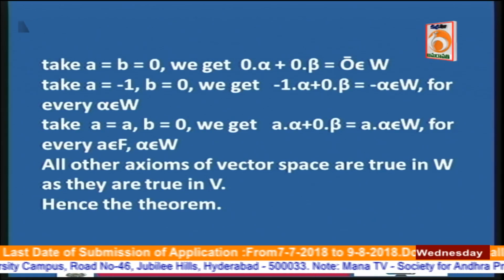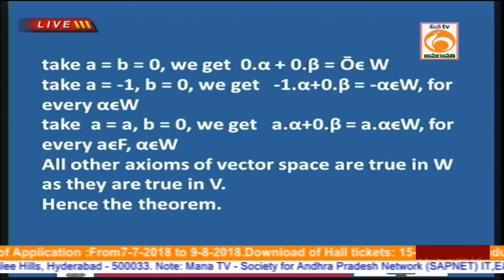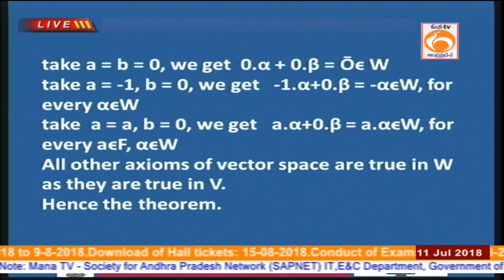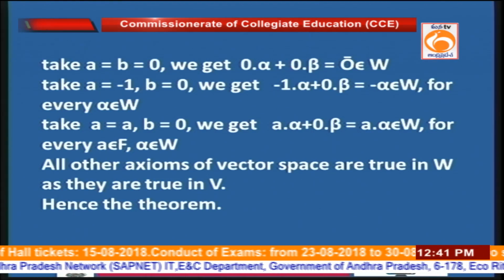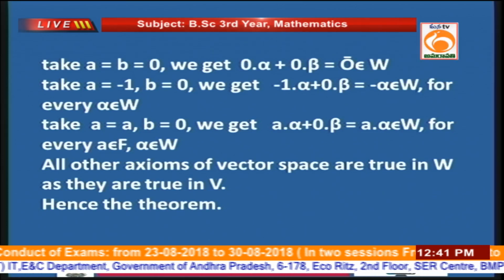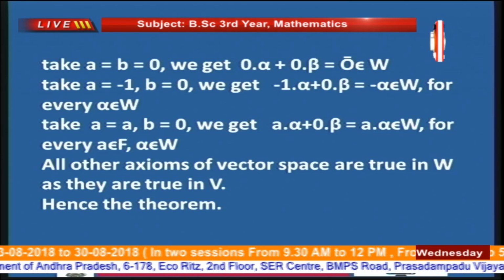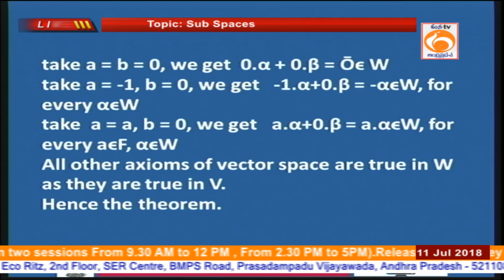Now next, take A equal to A and B equal to 0. So what do you get? You get A dot alpha, which is closure with respect to scalar multiplication, that we proved. So we proved closure with respect to addition, with respect to scalar multiplication, the additive identity exists, and the inverse exists.